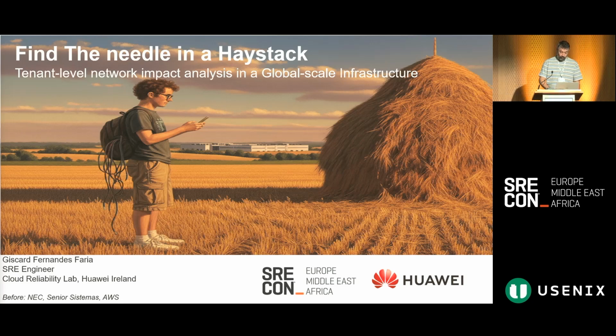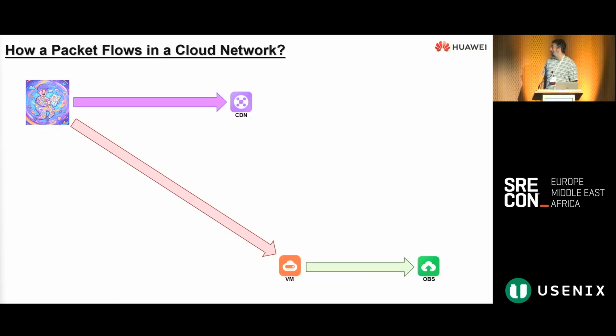Before we go into what we do, let's try to explain how a packet flows in a cloud network. Imagine you have a social app. Usually you're going to get some static content from a CDN, and you're going to do an API request to your service. Your service very likely is going to access another database or maybe an object storage.